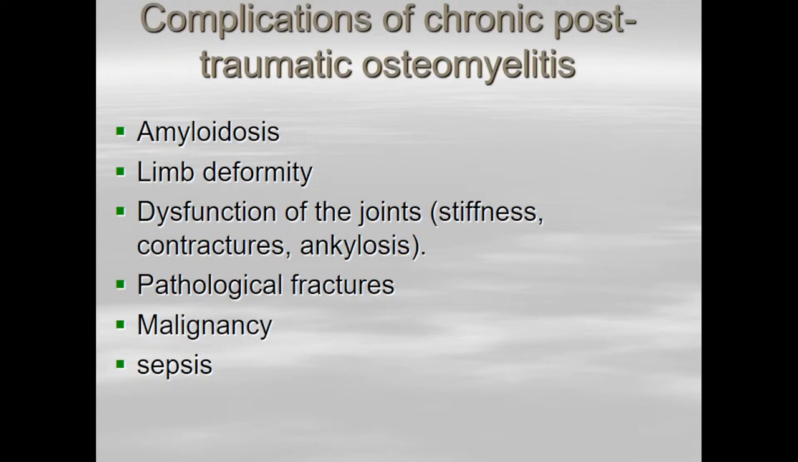Limb deformations. Dysfunctions of the joints. What dysfunctions of joints? All joints have a normal amplitude of movement. If the patient has decreased or increased amplitude: if increased, it's called hypermobility. If the amplitude of movement in the joint is decreased, it's a contracture.